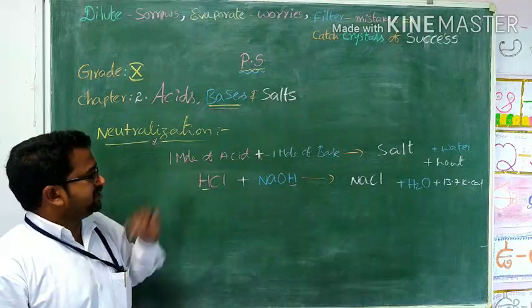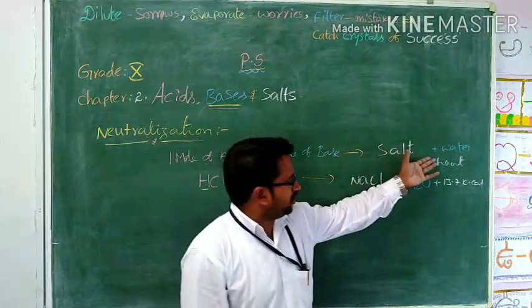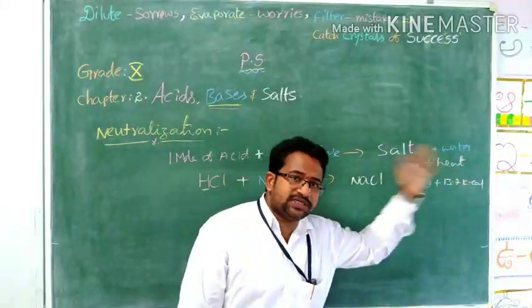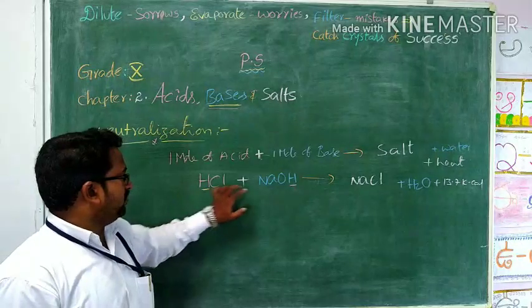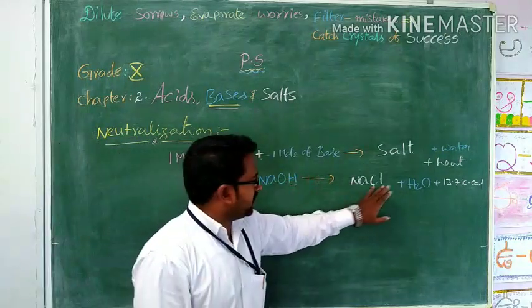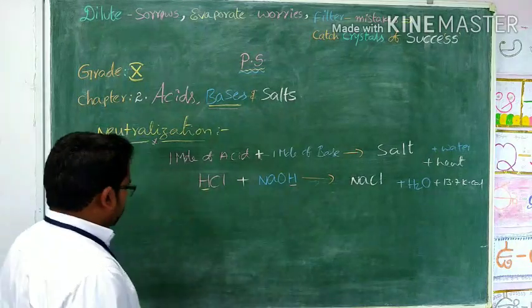When 1 mole of acid combined with 1 mole of base, they produce salt and water. In this reaction, a certain amount of heat is also released. It is the example for that: HCl plus NaOH gives us NaCl plus H2O. So here, one more concept is there.